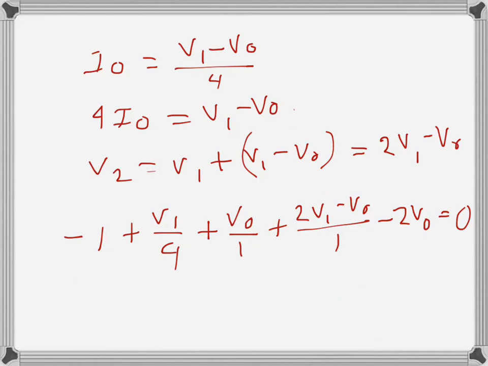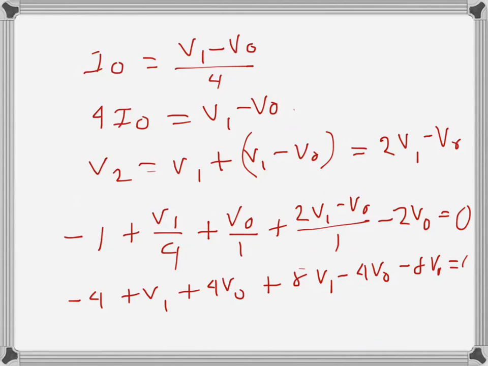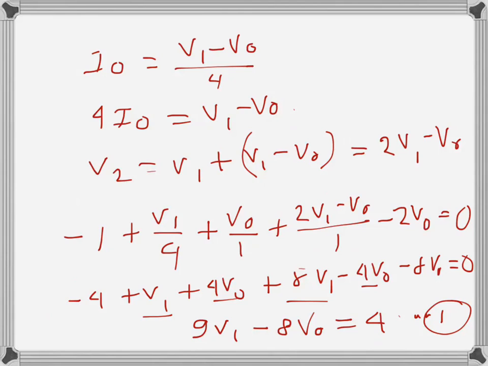Now multiplying both sides by 4, we get minus 4 here, plus V1 plus 4V0 plus 8V1 minus 4V0 minus 8V0 is equal to 0. So that will be 9V1 minus 8V0; this one and this one get cancelled. 9V1 minus 8V0 is equal to 4. So this is our equation 1.